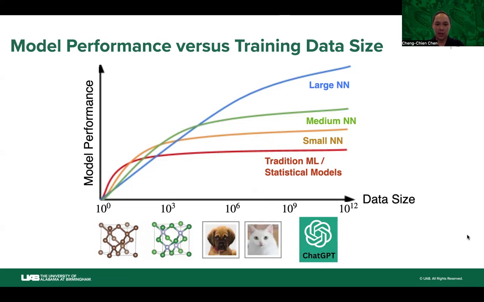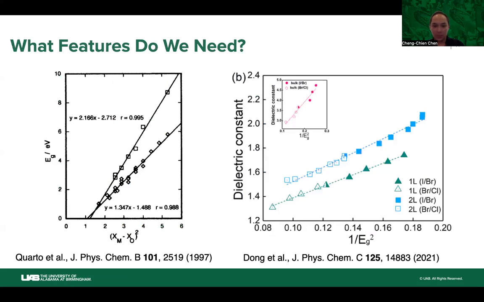All right, so after this introduction, another important thing I want to discuss is the features. The question is, what kind of features do you want to use? Let's say, for example, we want to predict the electronic band gap for materials. For binary oxides, it is known that the band gap is proportional to the square of the difference in the electronegativity between the two elements.